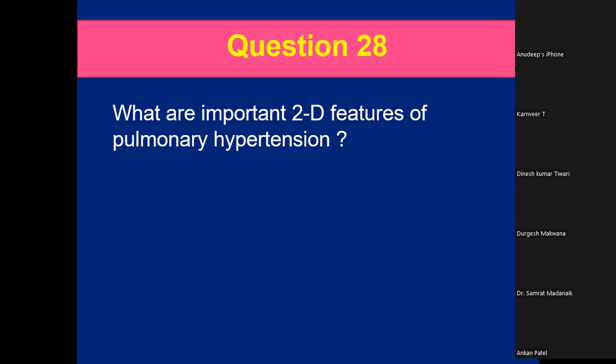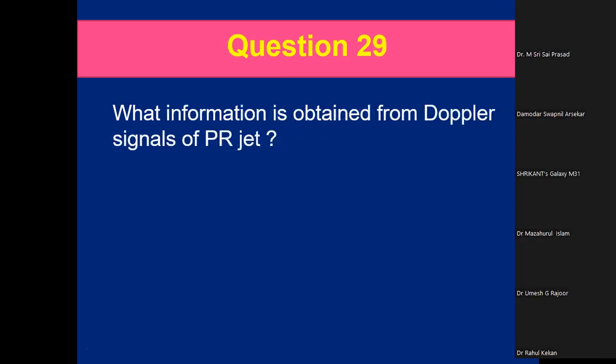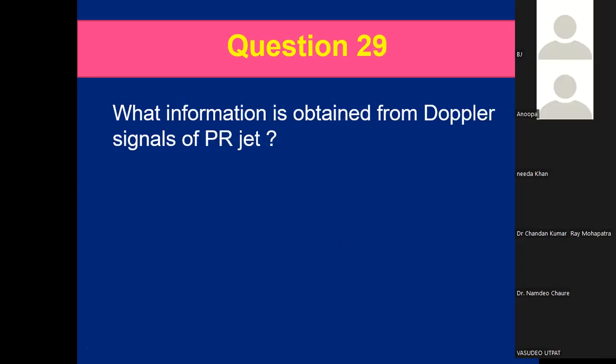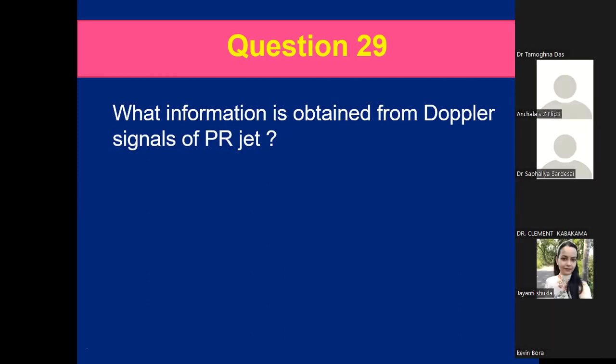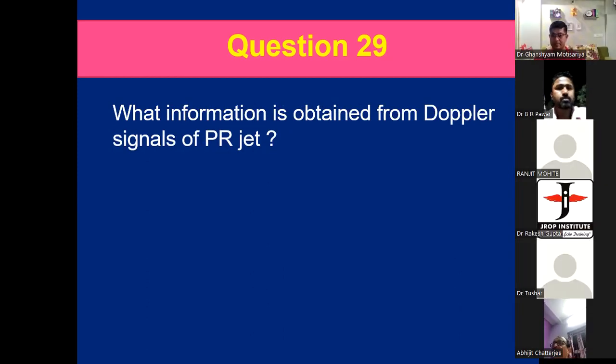What happens to the pulmonary valve? Sir, it is stenotic. If there is no stenosis... My patient has got no stenosis. My patient has got pulmonary hypertension, but no pulmonary stenosis.